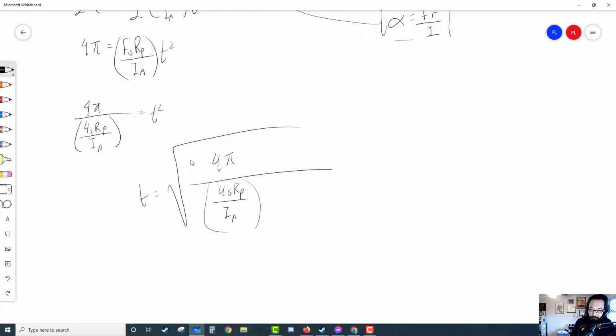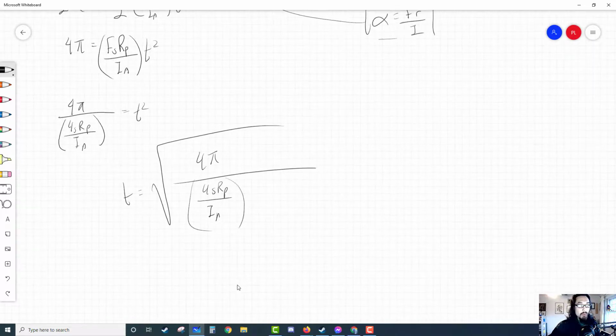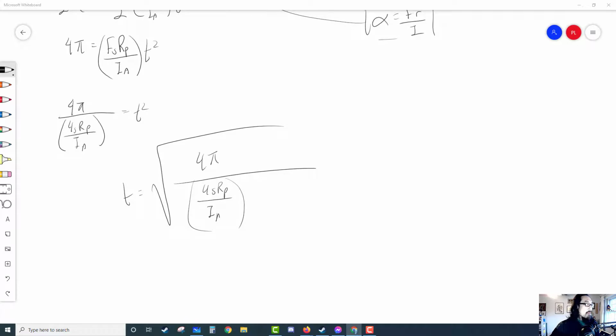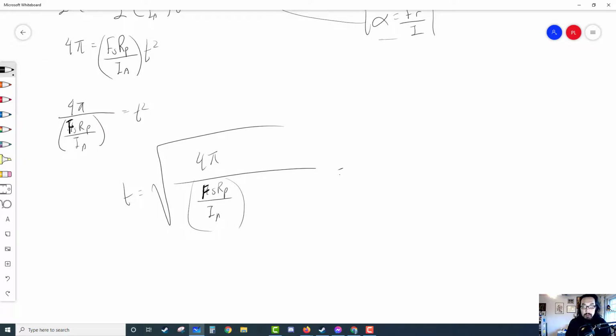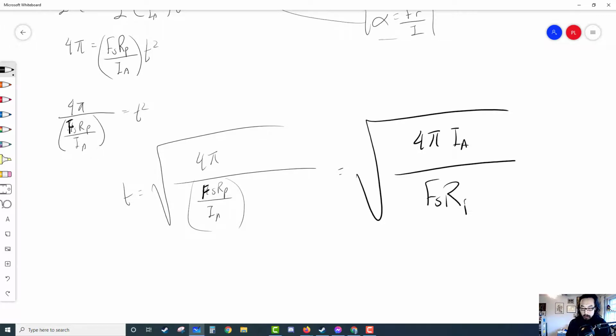Now here we can clean this up a little bit using our math magic, and we could just go from there. That should be F_s, not 4_s. I'm going to bold that correction. That should be F_s. Excuse me. So if I were to clean this up, I would get t equal to the square root of 4 pi I_a all divided by F_s R_p. All I did here was move the denominator up into the numerator, and we get that as your answer.